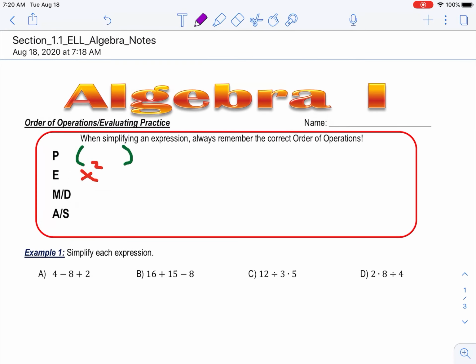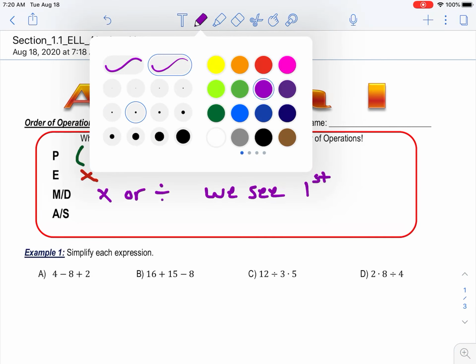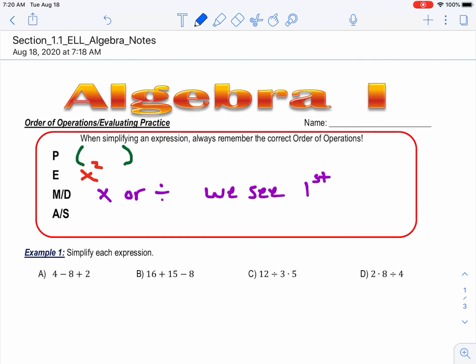Now, it's important as we go through PEMDAS that we write things out. Now, here's where it gets a little tricky, M/D. So we either multiply or divide. So the way we know is it's whatever we see first. All right, so again, it's important that we write things out when we go through these. Same thing with the A/S, stands for add or subtract, okay, and we do whatever we see first.